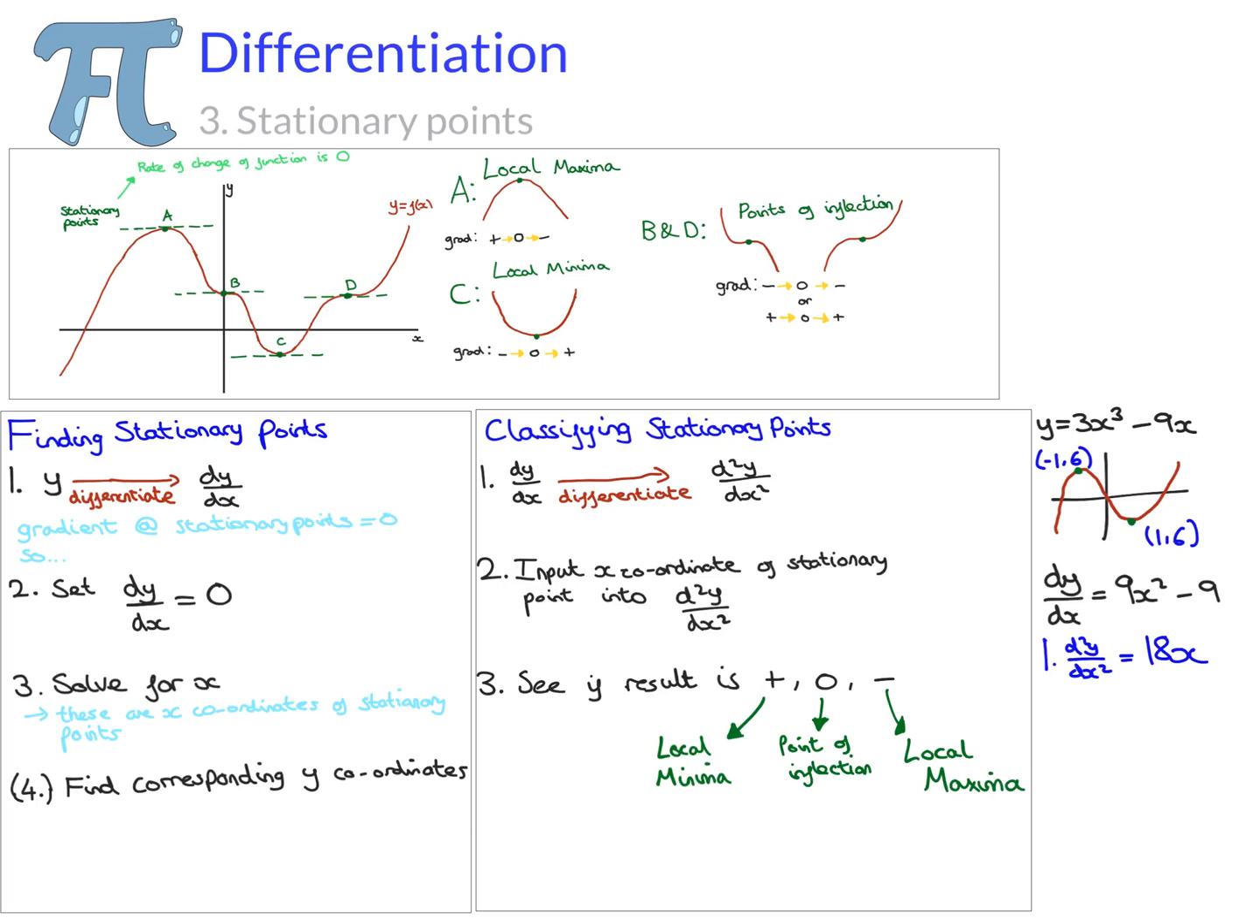Using our previous example, we differentiate dy/dx to get d2y/dx squared equal to 18x. When we sub x equals minus 1 into this, we get negative 18, and so we deduce that the stationary point at x equals minus 1 must be a local maxima. When we sub x equals 1, we get d2y/dx squared equals 18, which is positive, showing us that this stationary point is a local minima.